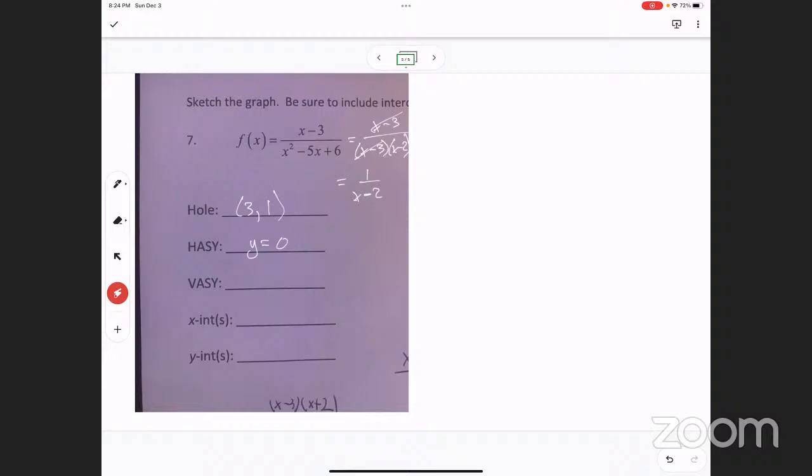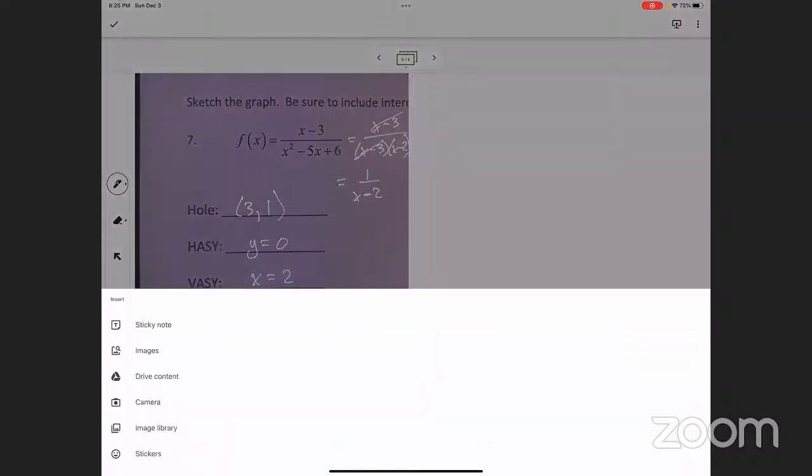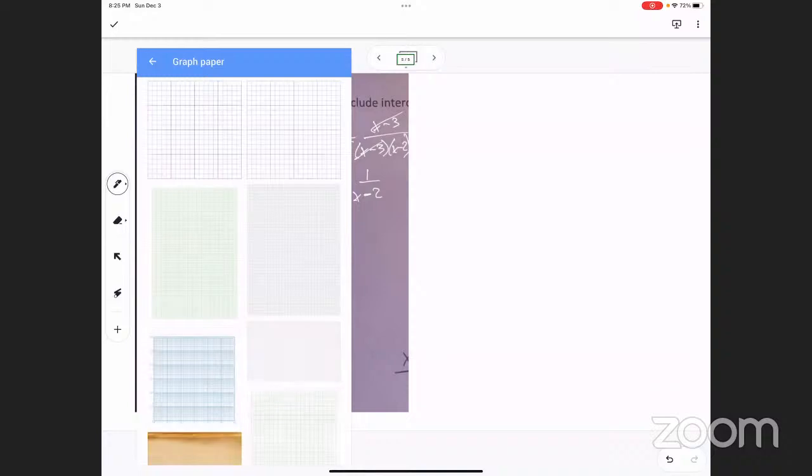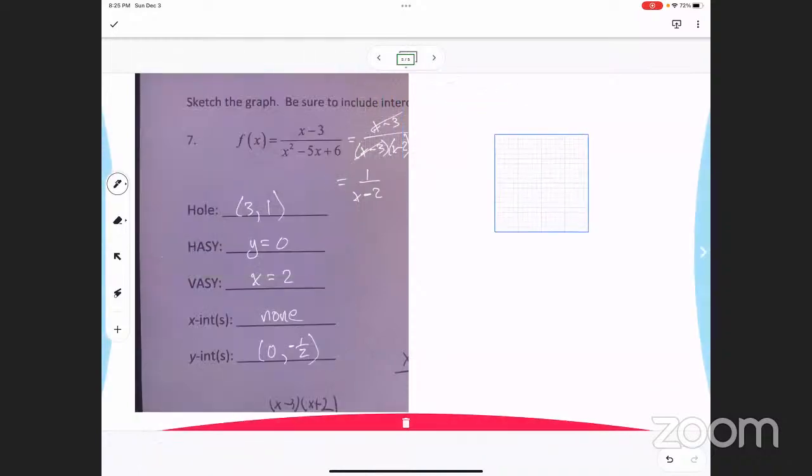Okay. What's my vertical asymptote? X equals 2. Good. What's my x-intercept? There would be none. Yeah. And what's my y-intercept? Plug in 0 for x. Oh yeah, it'd be 1 over negative 2, negative 1/2. Got it? You see how that works? Yeah. I just didn't see a negative.